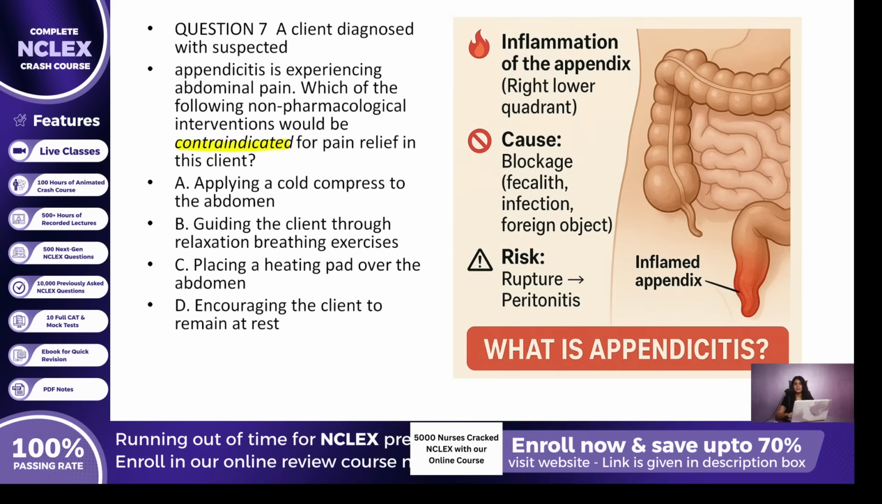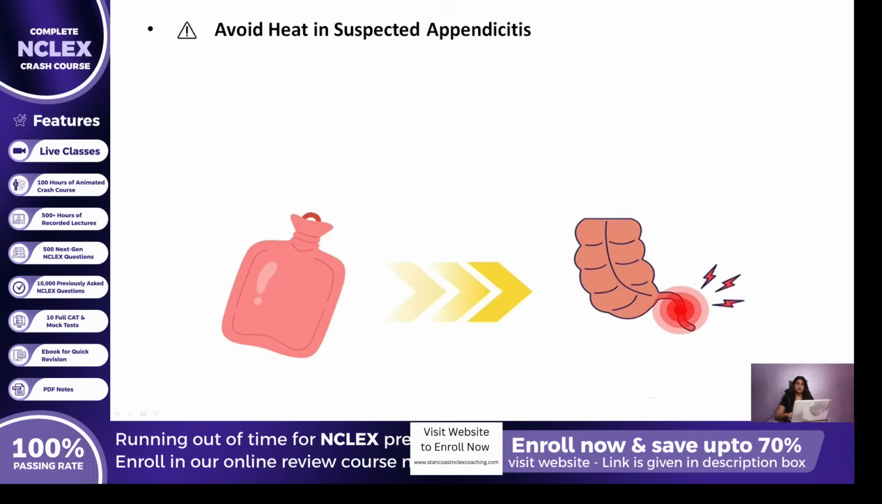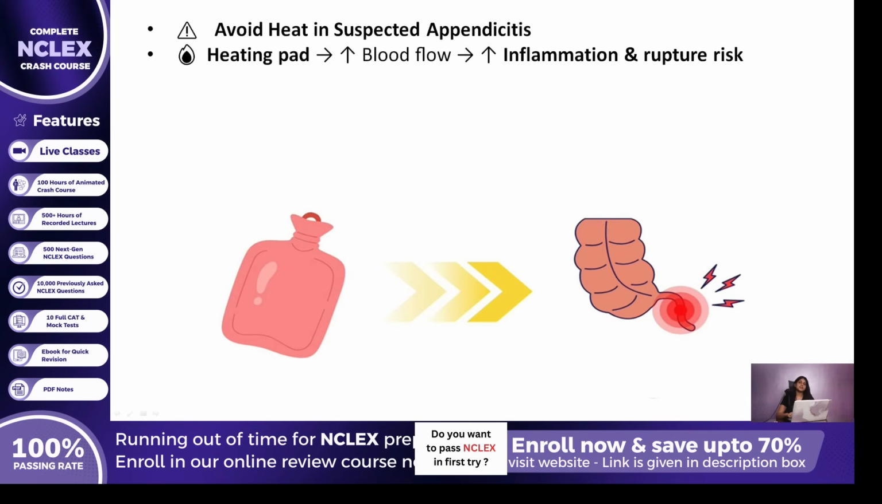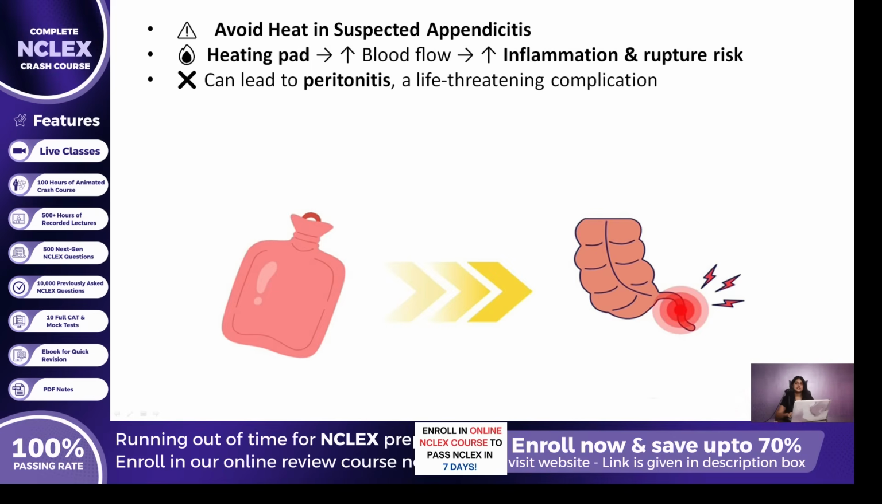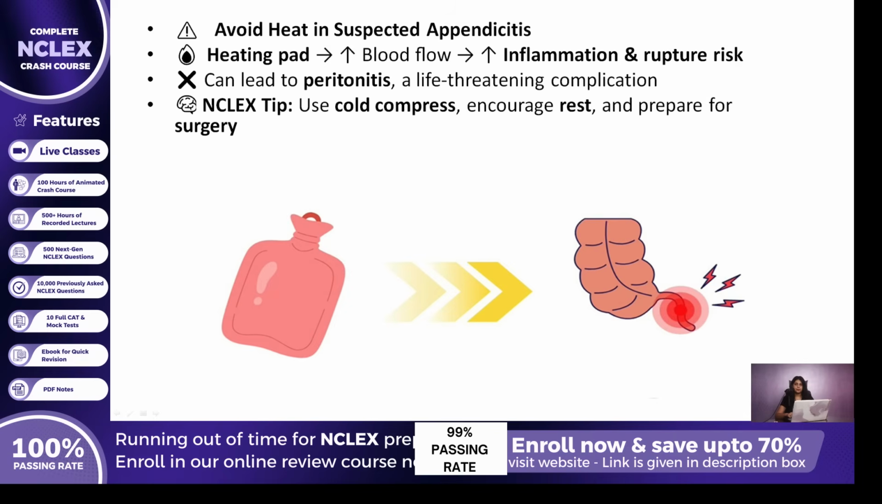The correct answer is option C. Placing a heating pad over the abdomen. Applying heat can increase blood flow and worsen inflammation, which may lead to rupture of the appendix and life-threatening peritonitis. Heat is strictly avoided in suspected appendicitis. NCLEX tip: in suspected appendicitis, avoid heat, encourage rest, use cold if needed, and prepare for possible surgery.